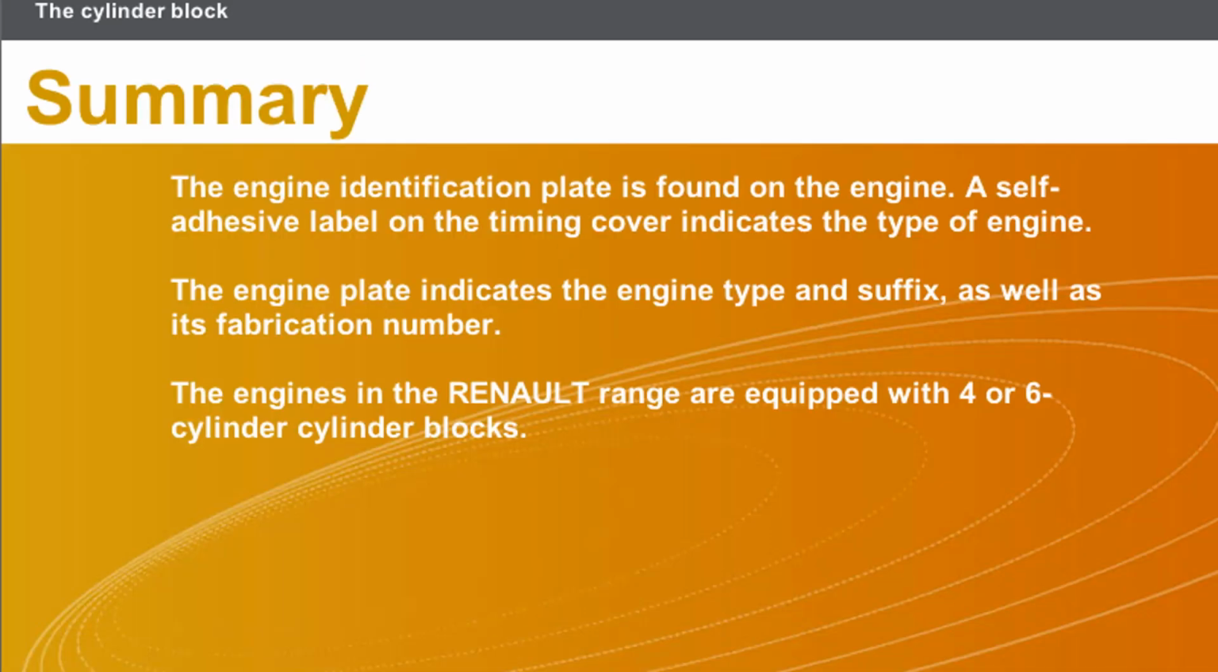In this section, we covered the following points. The engine identification plate is found on the engine. A self-adhesive label on the timing cover indicates the type of engine. The engine plate indicates the engine type and suffix, as well as its fabrication number. The engines in the Renault range are equipped with 4 or 6-cylinder cylinder blocks.